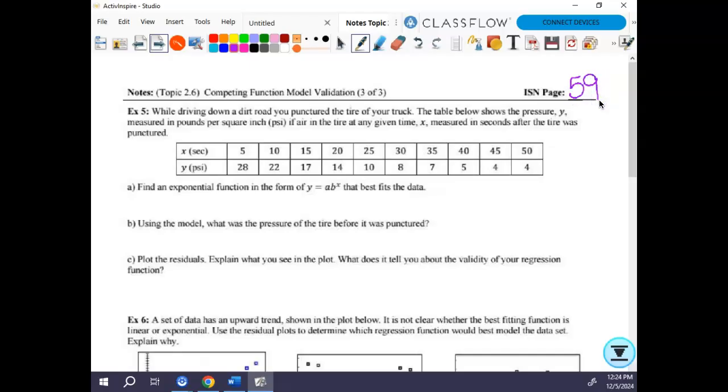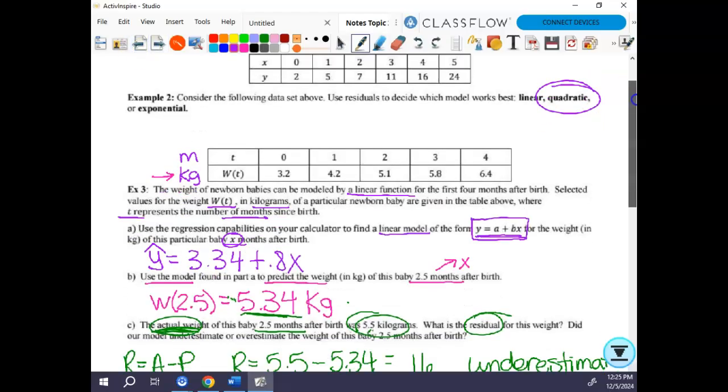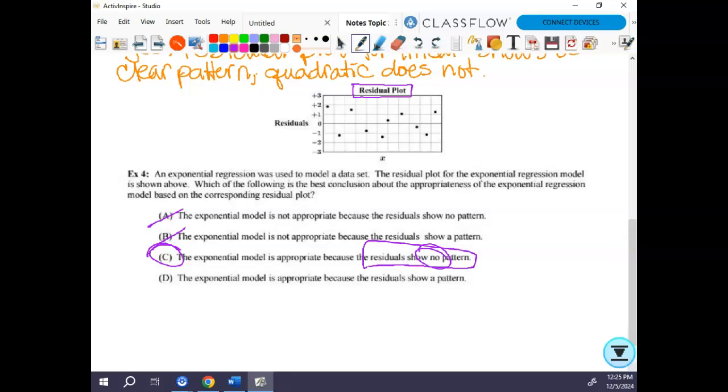It's going on page 59 as well. Okay, so when you look at the residual plots, if this does not show a pattern, then it's a good, appropriate model. If it shows a pattern, like if the dots went like this, then that would show some sort of pattern, then that is not appropriate. Does that make sense? Good. Thank you for asking. Anything else?